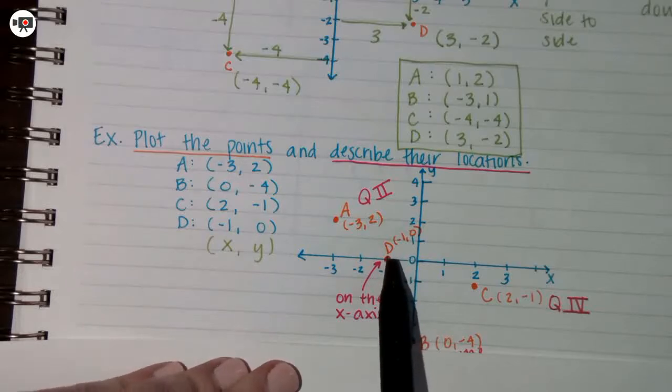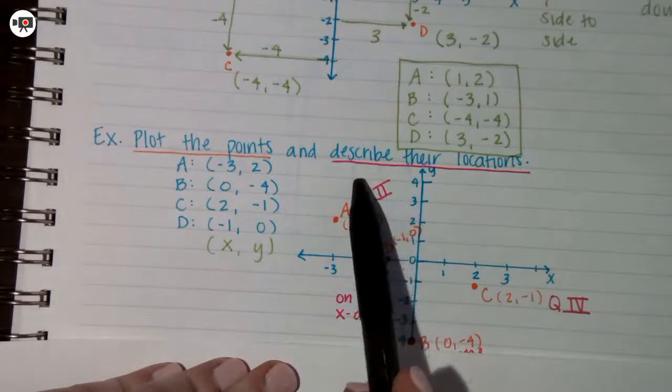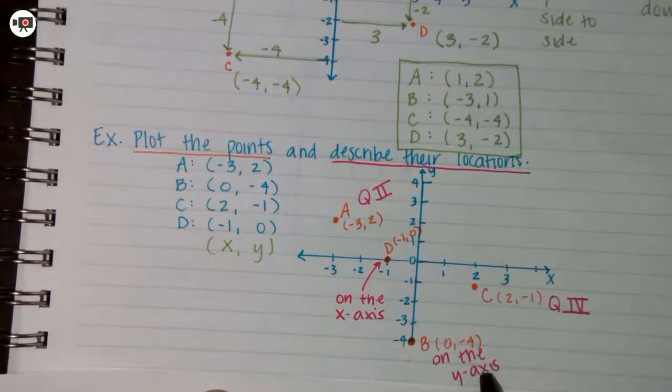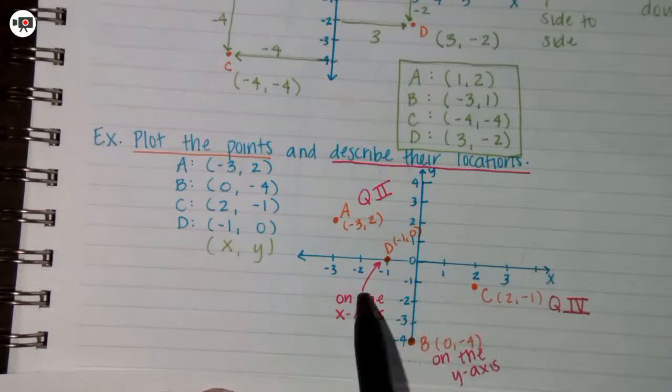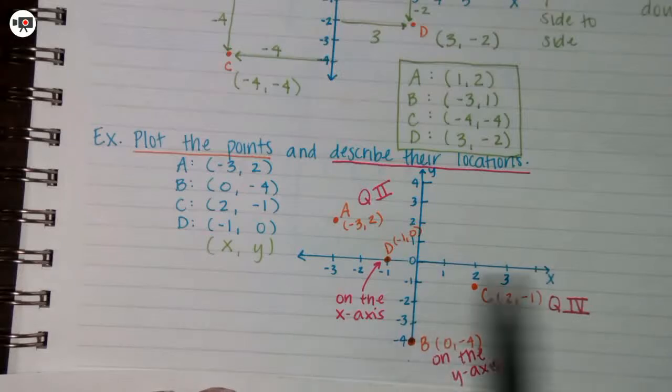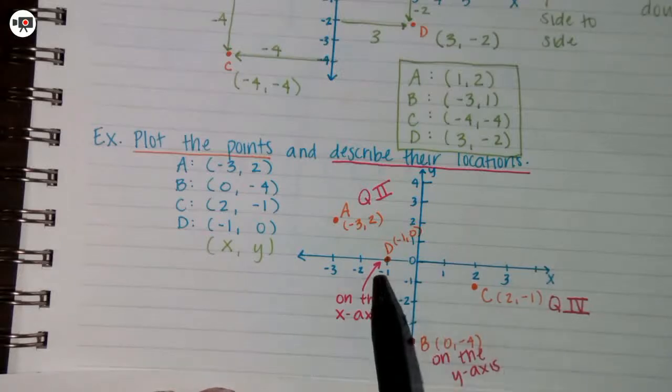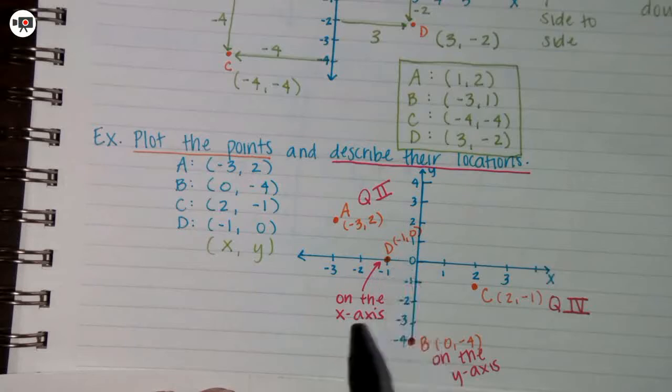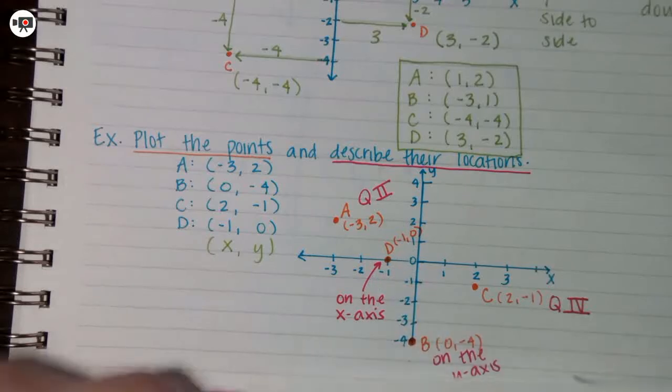Now to describe where they are, we're going to say which quadrant they are in. A is in quadrant 2, B is on the y-axis. It's neither in quadrant 4 or quadrant 3. C is in quadrant 4, and D is also between 2 quadrants. It is on the x-axis.